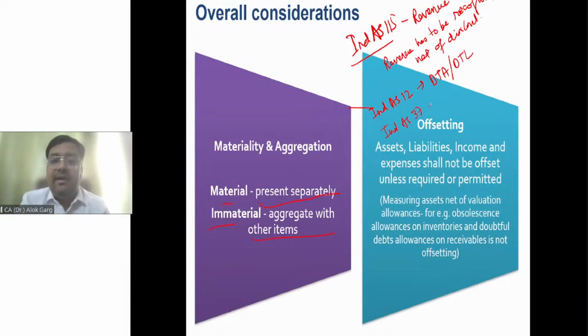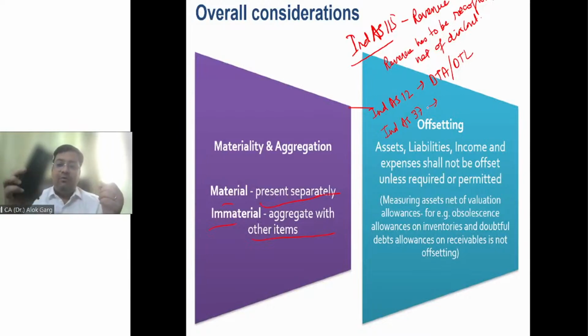Ind AS 37 says that if you have any provision for expenses, for example, you are a dealer and you are selling mobile phones. This is the mobile phone. You are selling the mobile phones. You are giving warranty to the customer, right? So you are creating a provision for warranty obligation in your balance sheet, right? So what is the accounting entry? You will debit provision for warranty expenses account and credit provision for warranty obligation liability.